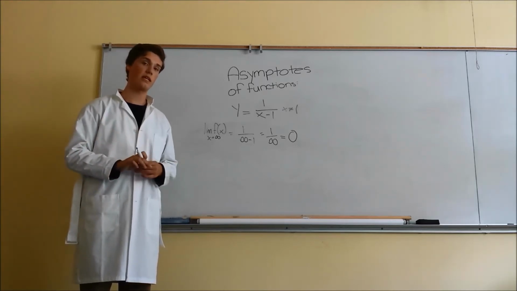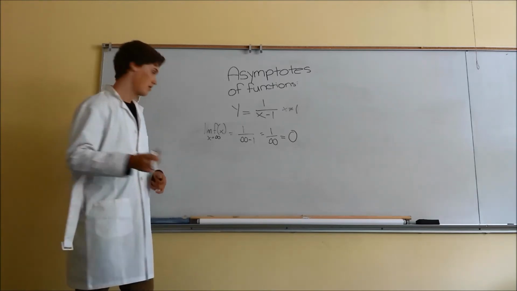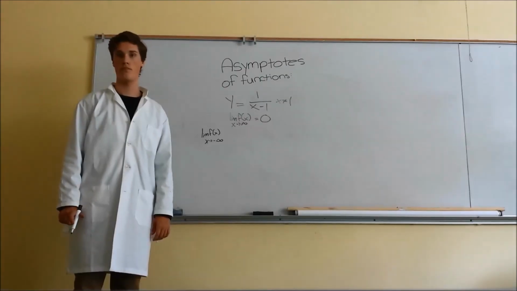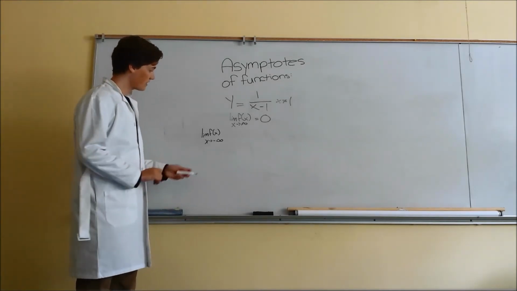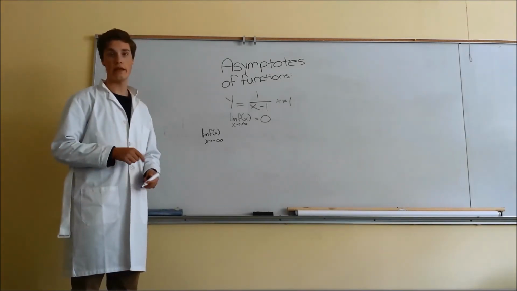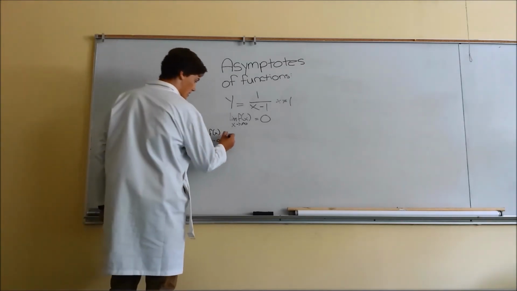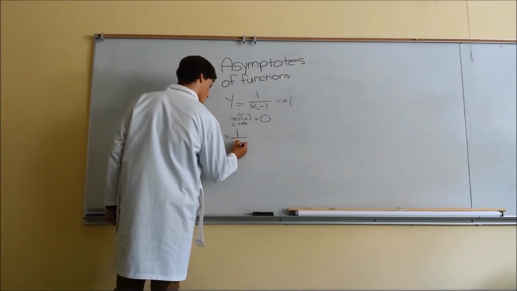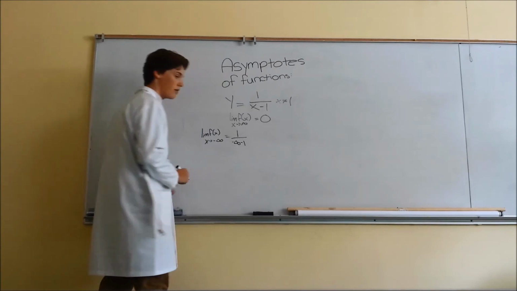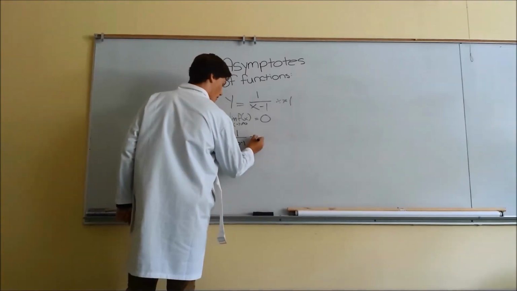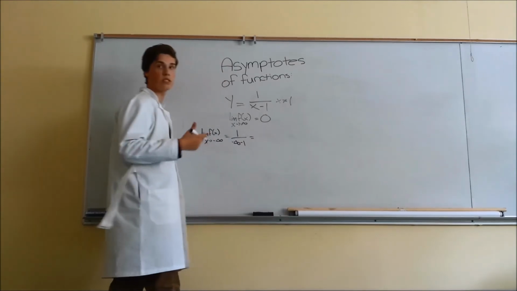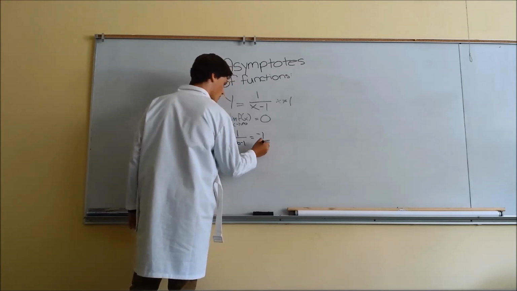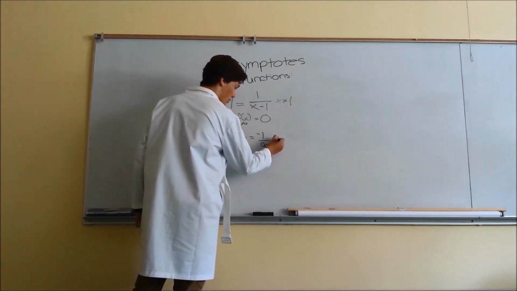However, we must also check it as x approaches negative infinity. Our final step is to check the limit of f of x as x approaches negative infinity. We follow the same steps as before, plugging in negative infinity for our x. This will simplify to negative 1 over infinity, which once again we say is equal to 0.